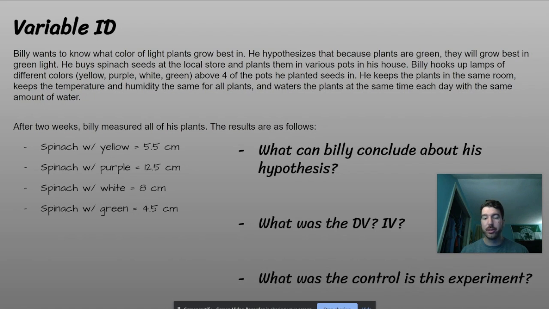He keeps the temperature and the humidity in the room the same for all the plants. And then he waters the plants at the same time each day with the same amount of water to ensure that they all have the same opportunity to grow. Because if he watered one plant with a little bit more water, then his experiment, his data would not be valid. So the activity that I'm going to have you do now is a lot like this.